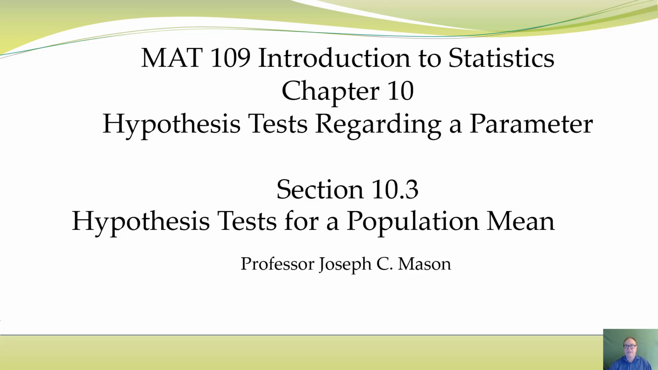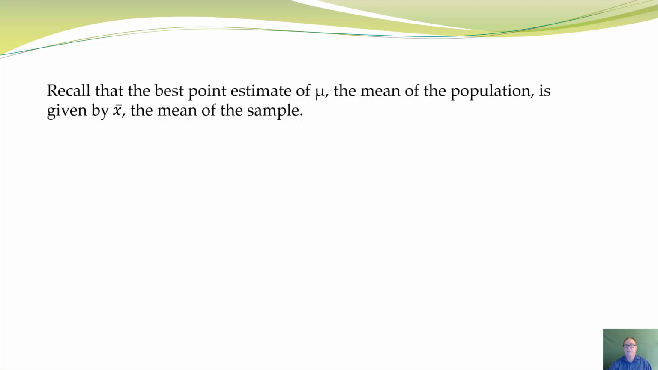Introduction to Statistics, Chapter 10, Hypothesis Tests Regarding a Parameter. Section 10.3, Hypothesis Tests for a Population Mean. Recall that the best point estimate for mu, the mean of the population, is given by x bar, the mean of the sample.